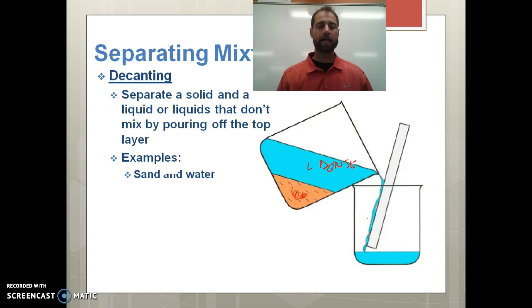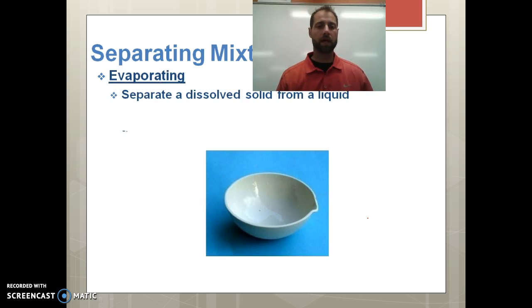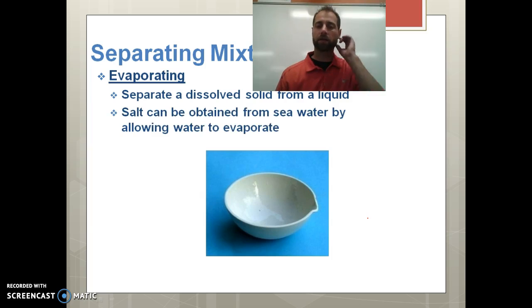And then the last one I have is something that we've also done, evaporation, and we can also call this a distillation. This is where we're separating a solid from a liquid that has been dissolved, and so we get rid of that liquid and the salt.